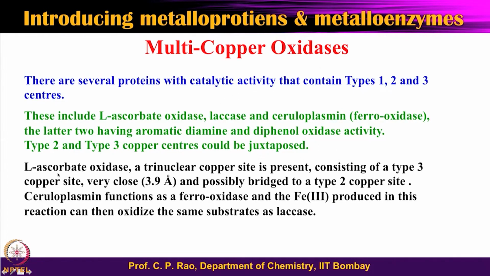Okay. For example, in ascorbate oxidase a trinuclear copper site is present, consisting of a type 3 copper site which is very close to the type 2 copper site, therefore it became 2 plus 1, 3 coppers. Then far away from this, about 15 to 20 angstroms away, you have a type 1 also. Ceruloplasmin functions as a ferroxidase, and the iron(III) produced in this reaction can then oxidize the same substrate as laccase. You do not need to worry so much about this point.